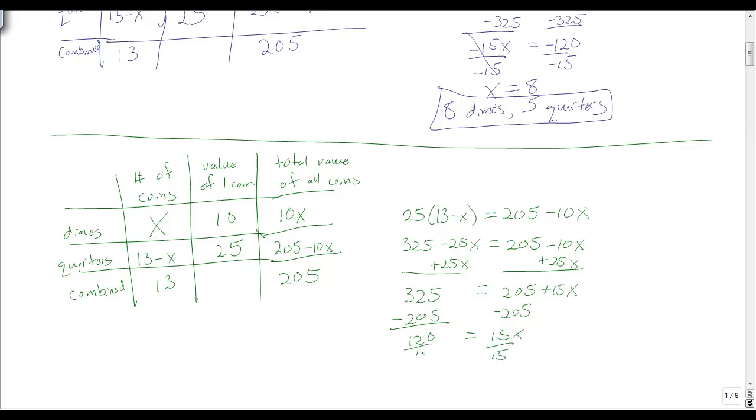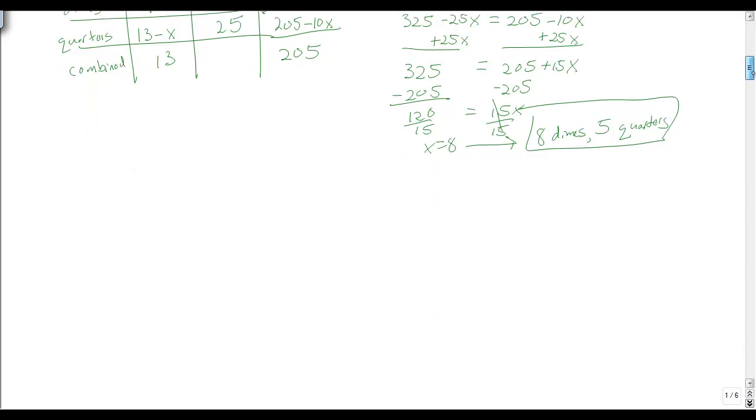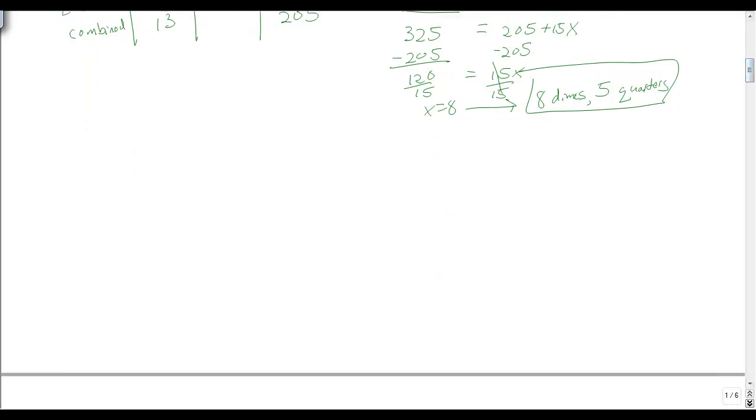And then you divide both sides by 15. 15's cancel, and you get x equals 8. And that leads to, I go back up here, I get 8 dimes. And then there has to be 13 minus 8, which is 5 quarters. So a slightly different way to do this one, but very similar. Third way, this one's going to feel a little bit different, but really be equivalent in the end here.